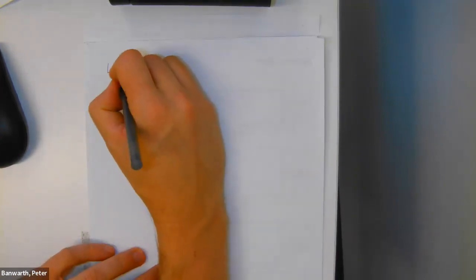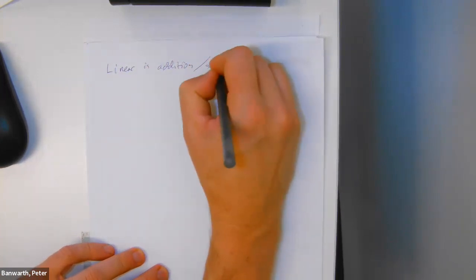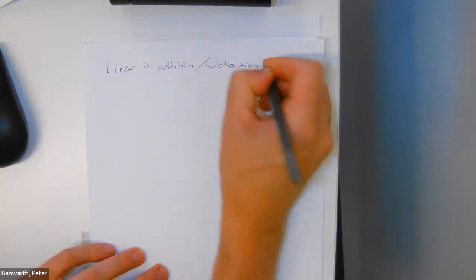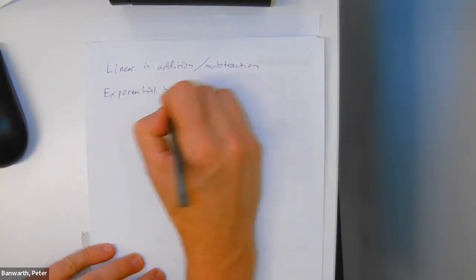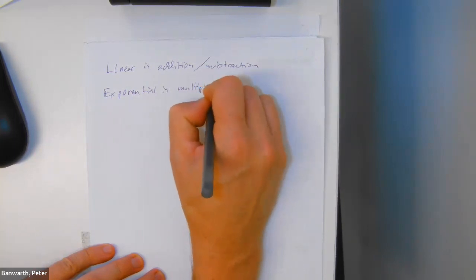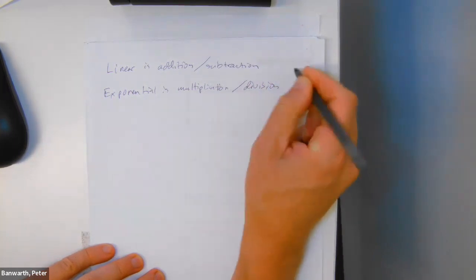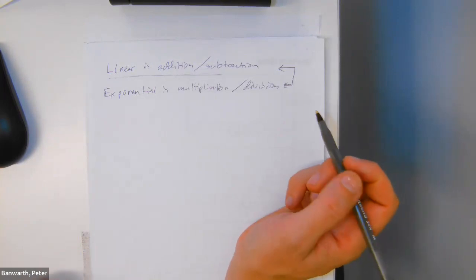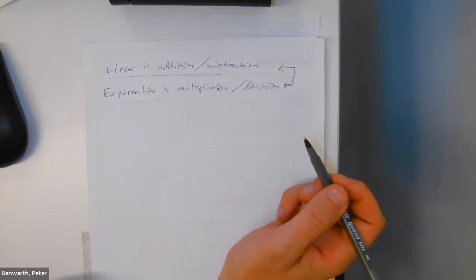Yeah, I do want to sum up though, because this is super important, especially when we get to logs. Linear is addition or subtraction. Exponential is multiplication or division. And if you understand this relationship, you can use all your tools from linear functions, which most of you are very comfortable with, to investigate exponential functions.